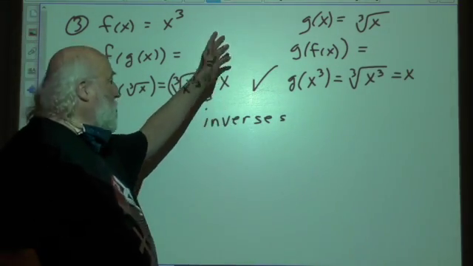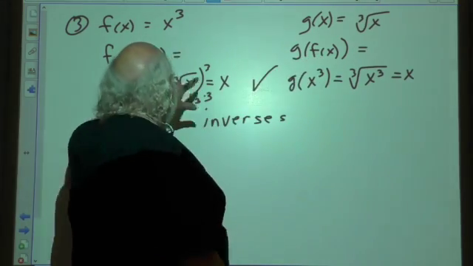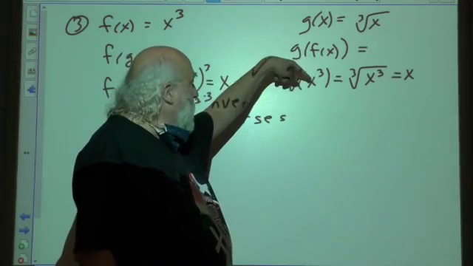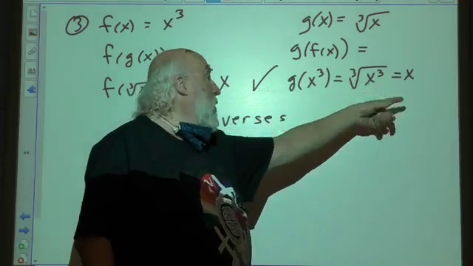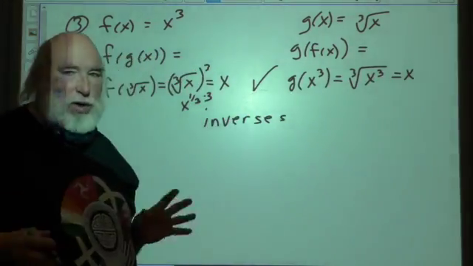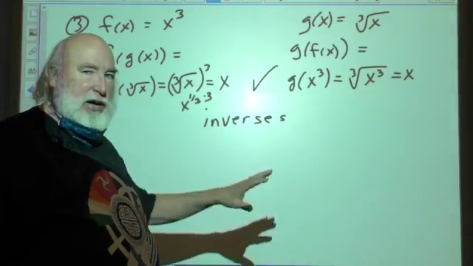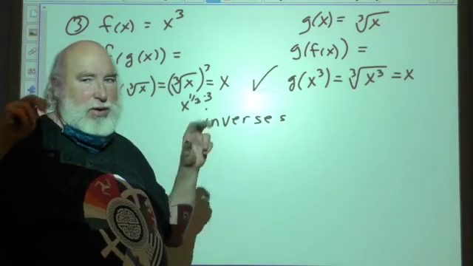And do the same thing over here. Take g of f of x. Well, f of x is x cubed, so we plug in x cubed for x, and we get x. When they both give you x's, they are considered inverses when you plug in their values for x.